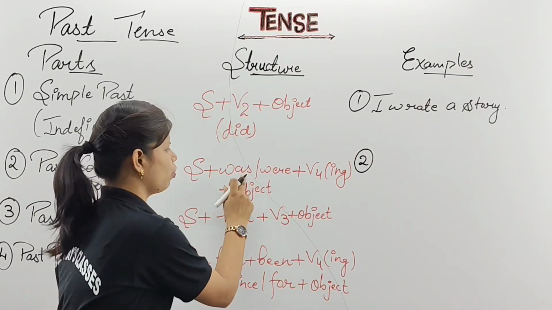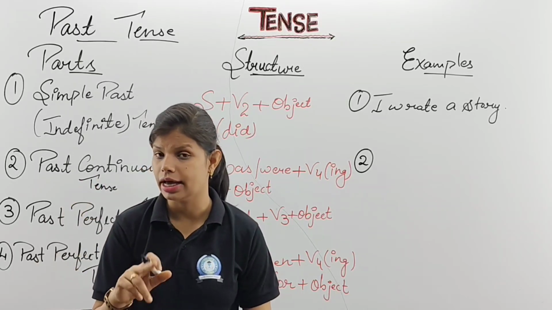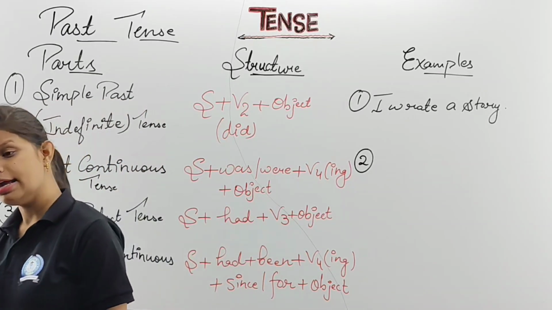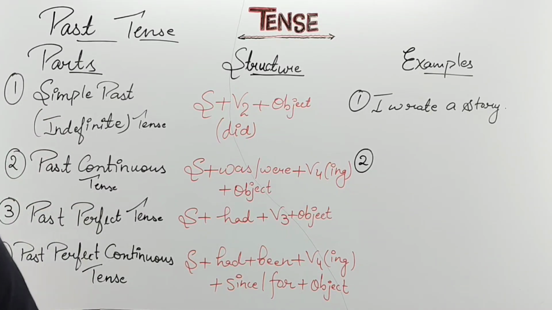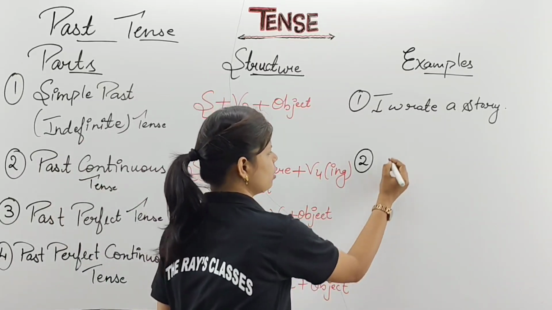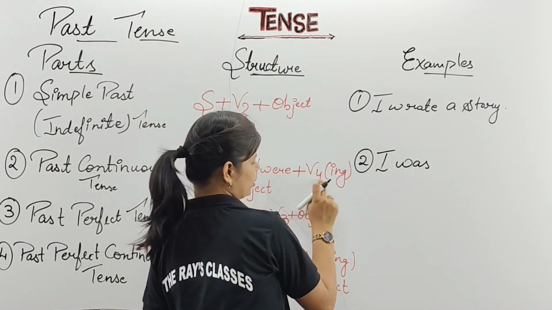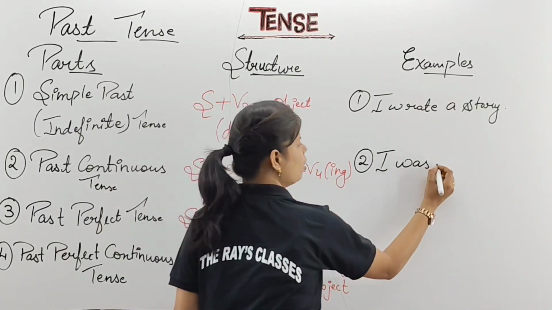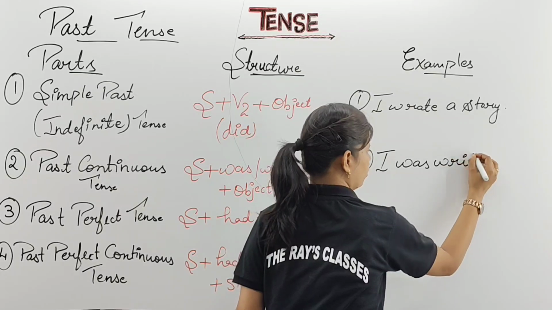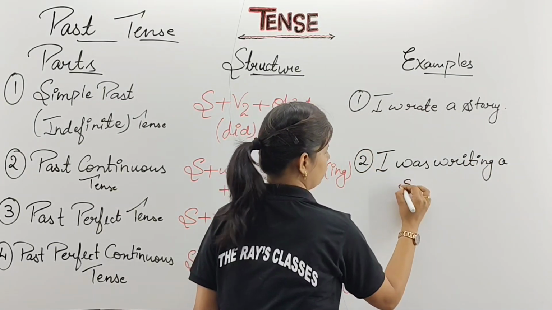Second of yours is what? We have to use subject, was, were plus the verb's fourth form. Along with I, are we using was or were? I was or I were? Can you please guess? Very good. Along with I, we are using was, because that is singular. So I was. What are you doing? What is your verb? Write. Now, what is the fourth form of this verb? That will be writing. I was writing. What are you writing? A story.